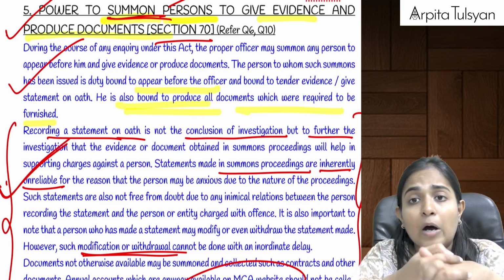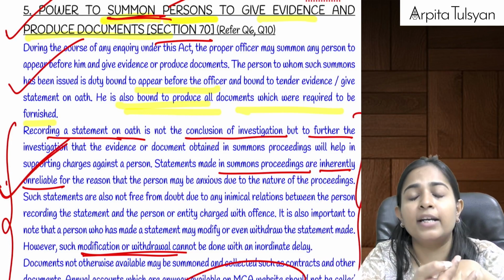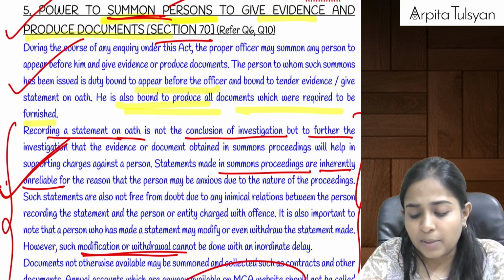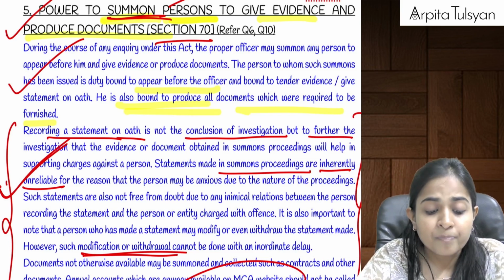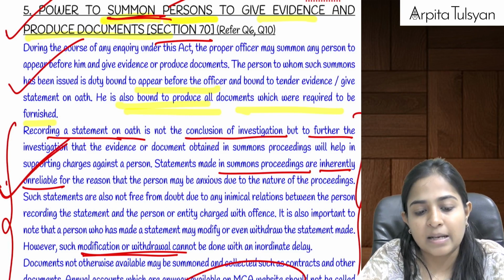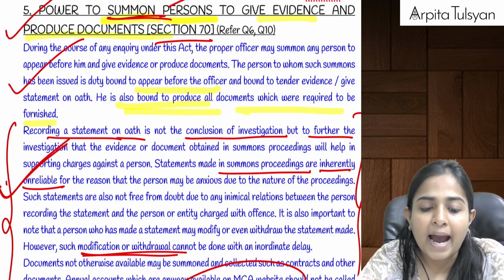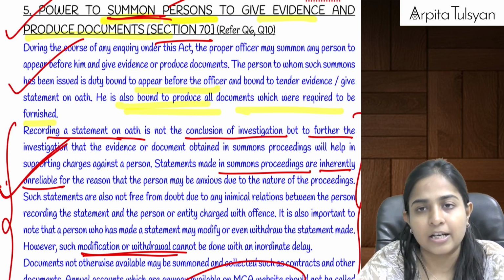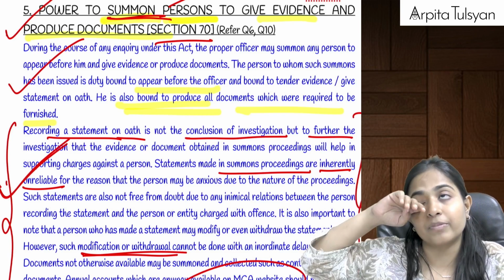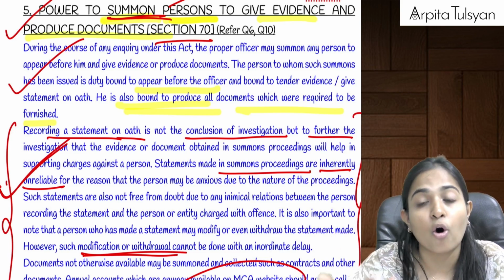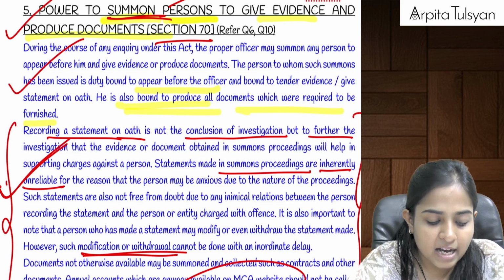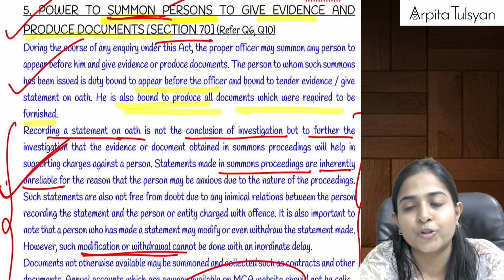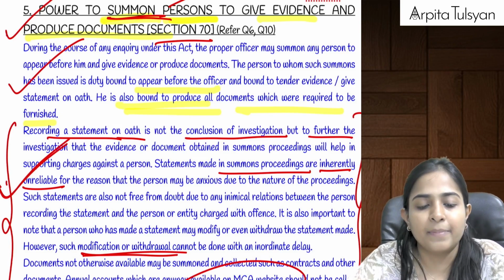But if he is not cooperating during the proceedings, then the proper officer has the right to legally issue him a summons, either to appear before him and give the evidence and documents which have been asked for. The proper officer can also ask that accused person to give a statement on oath.